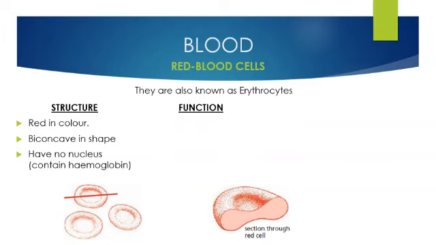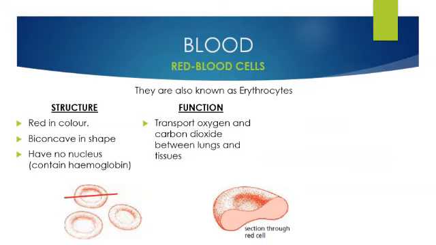Now we look at the function of red blood cells. Well, red blood cells have got one important function, which is transporting oxygen and carbon dioxide across tissues and lungs.